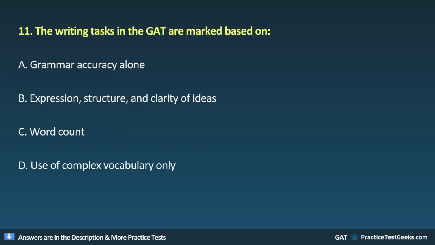11. The writing tasks in the GAT are marked based on A. Grammar accuracy alone. B. Expression, structure, and clarity of ideas. C. Word count. D. Use of complex vocabulary only.